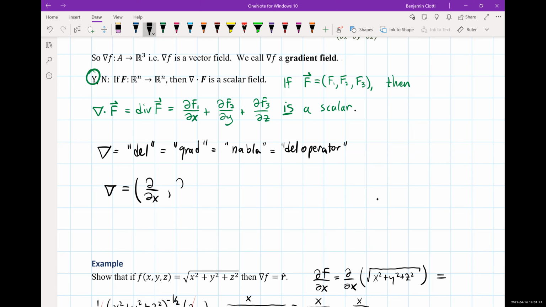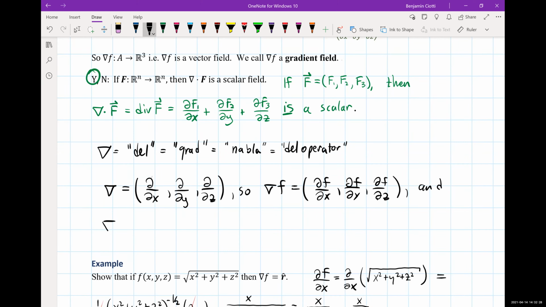Partial partial x, partial partial y, partial partial z. So you can operate on functions in different ways. If you operate with a dot product, that means you treat it like the dot product of vectors, except it's not a vector, it's an operator. So from that notation, we get that the gradient of a scalar function is partial f partial x, partial f partial y, and partial f partial z.